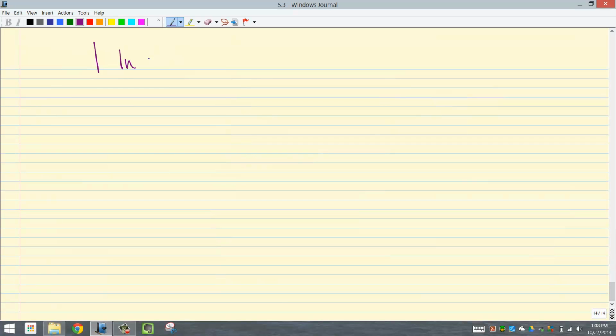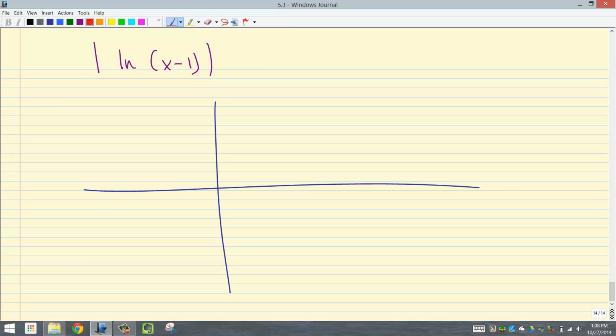Absolute value, ln of x minus 1. So again, if we sketch it and come up with your common everyday natural log, it's going to look like this. Now what does x minus 1 do? Shifts it to the right. So we're going to move this 1 dot over and draw something that looks like this. So that's the graph shifted 1 unit to the right.